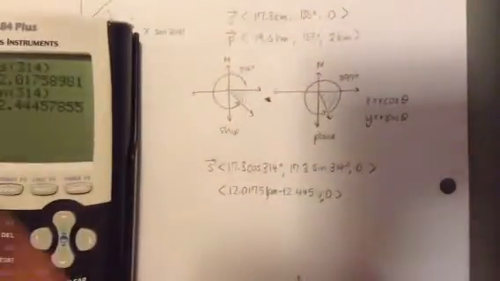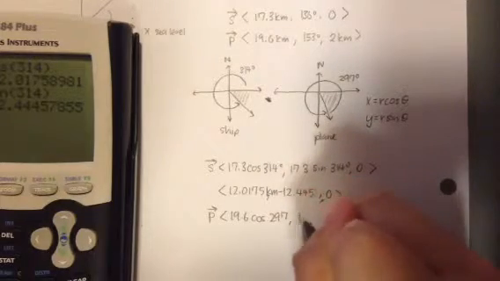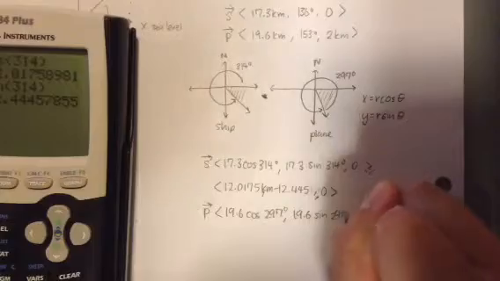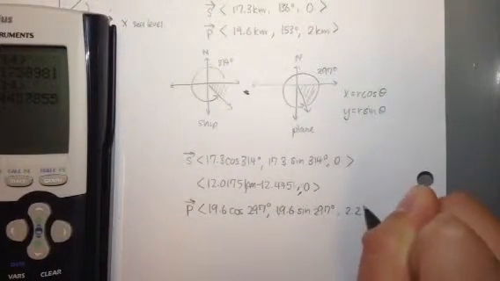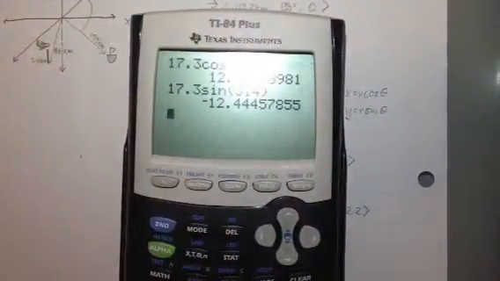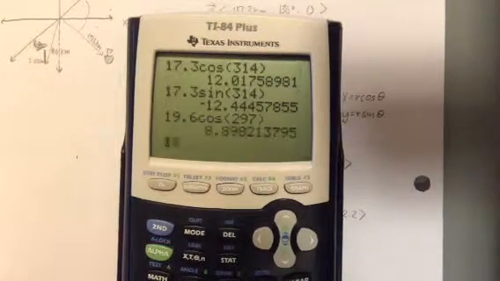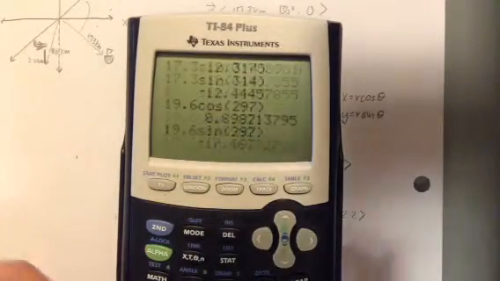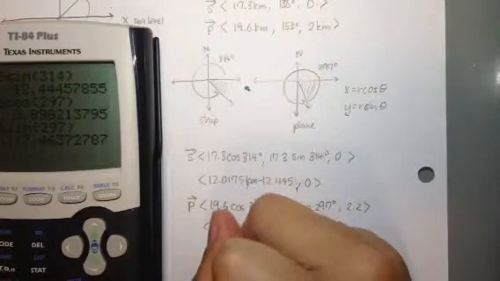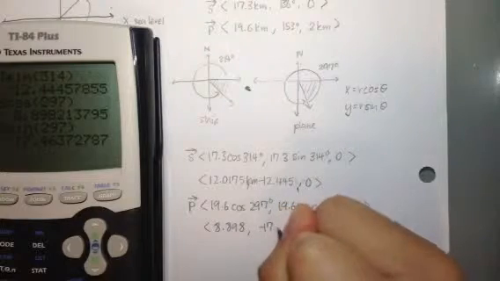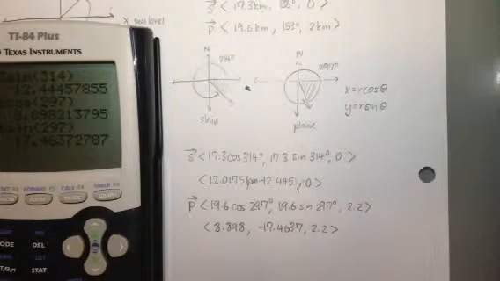Now we're going to change the plane vector into Cartesian form as well. It's 19.6 cosine 297, 19.6 sine 297, and then 2.2, since we already know what that is. If we plug that into our calculator, we're going to get 8.898 and negative 17.4637, and then 2.2.